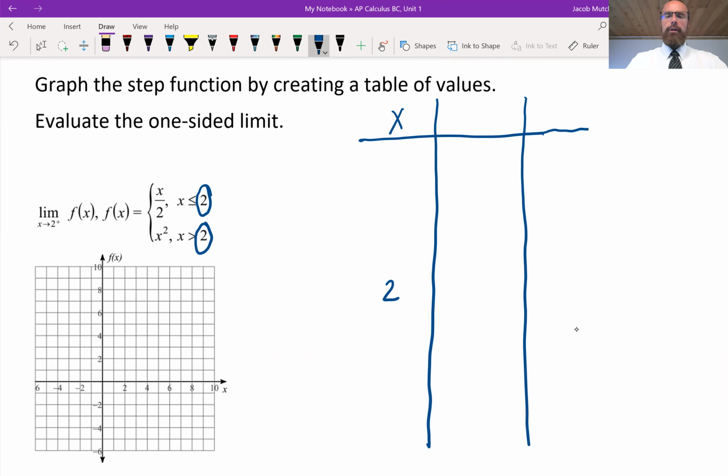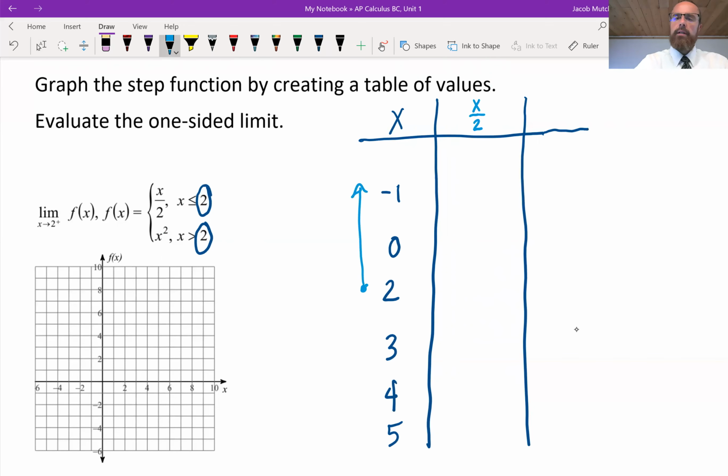So I'm going to put, let's go back up to like negative 1 on the left, and then we can zoom forward to positive 4. In fact, let's go to 5. And then let's evaluate. So for the first function, when x is less than or equal to 2, so I'm talking about those three values, 2, 0, negative 1, the function is x over 2.